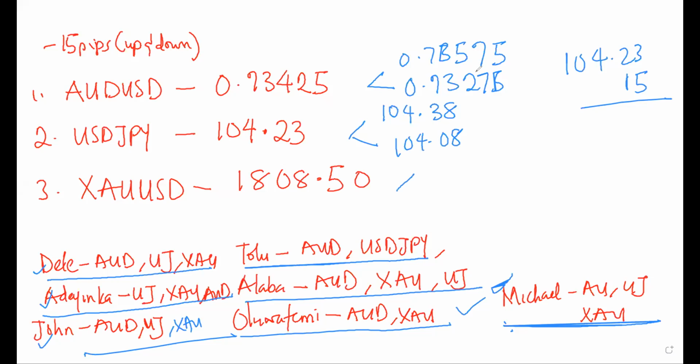Then gold, 15 pips. 15 pips is going to be 15 here, 10.00 to the upside. 15 pips to the downside will be 180.7.00. Is that what the majority wrote? Or did I make any mistake? Correct me if I did. I mean, we are all students, right?